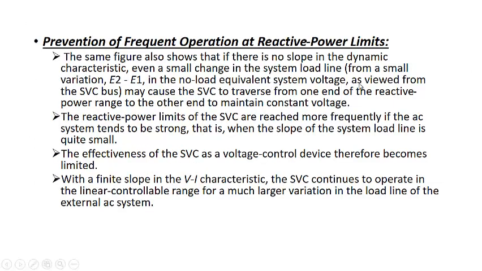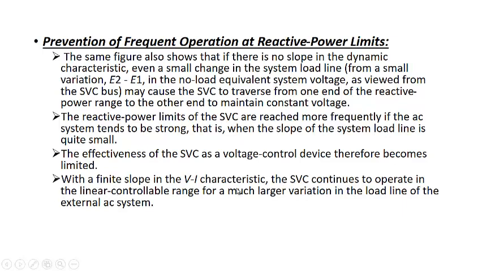In the no-load equivalent system voltage as viewed from the SVC bus, it may cause the SVC to transfer from one end of the reactive power range to the other to maintain the voltage constant. So it will drag it to the limits of the rating of this SVC. The reactive power limits of the SVC are reached more frequently if the AC system tends to be strong. The effectiveness of the SVC as a voltage control device therefore becomes limited.